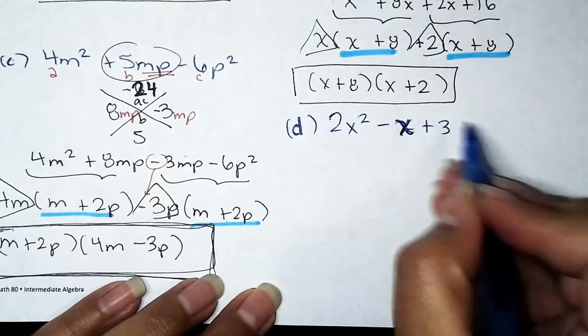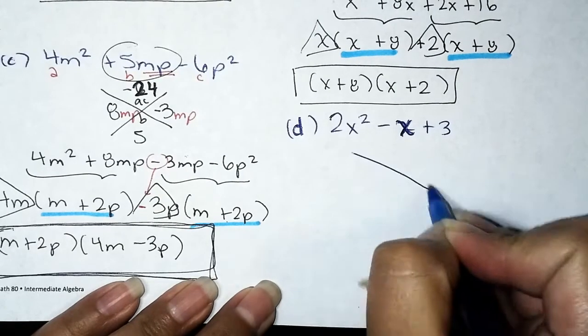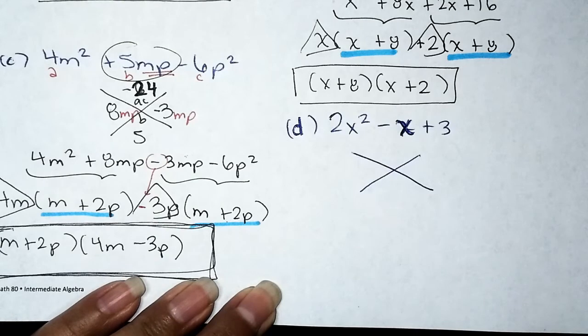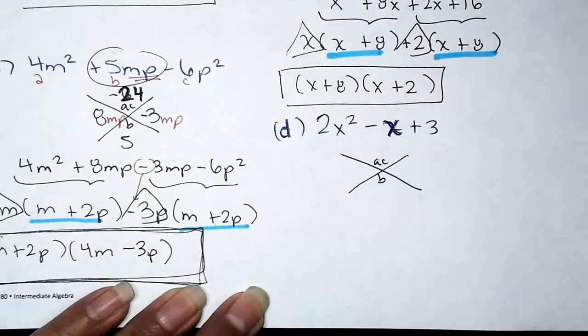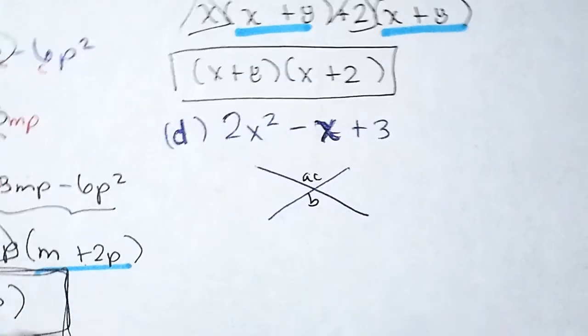Okay, so I don't have a lot of space, so I'll do the X game here. In the X game, we want factors of A times C that add up to B. So let me identify the values for A, B, and C.